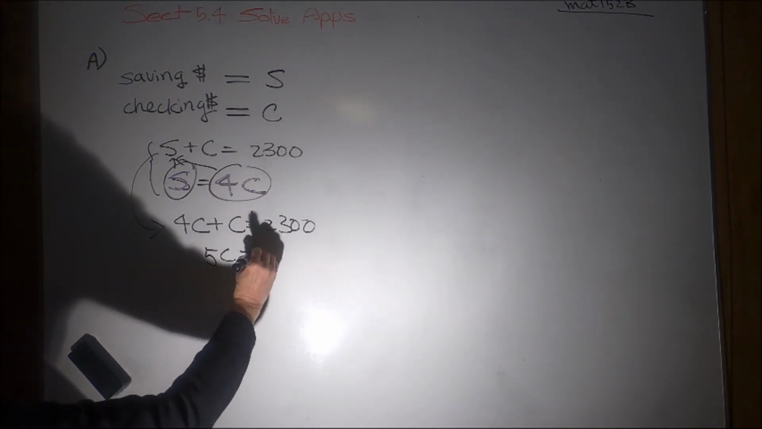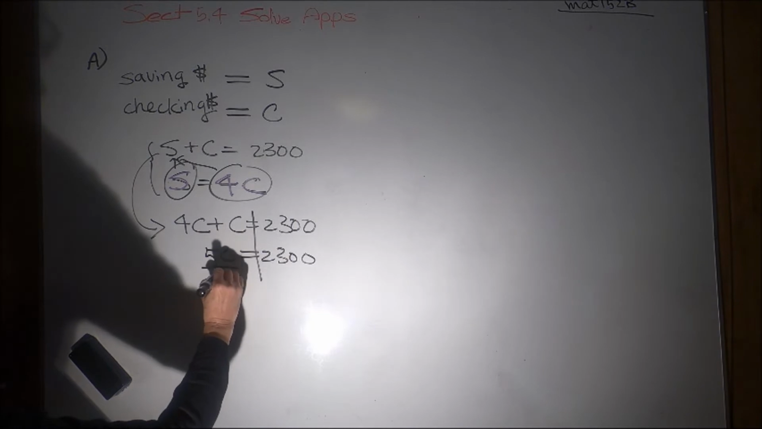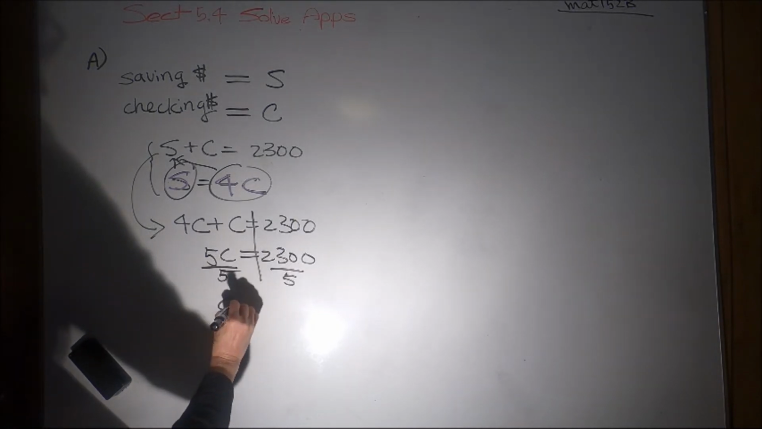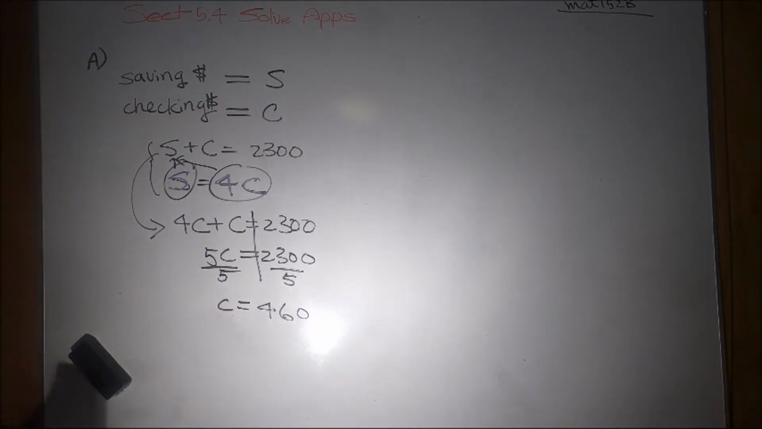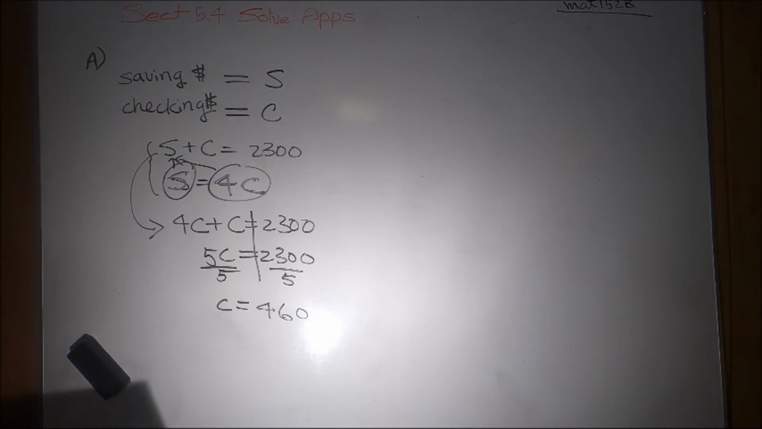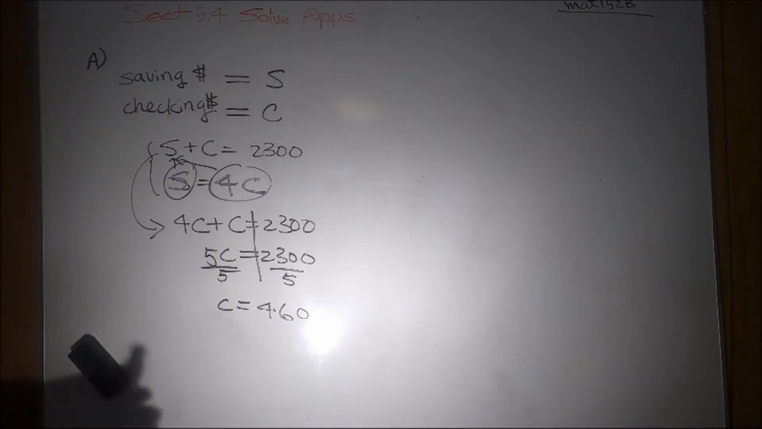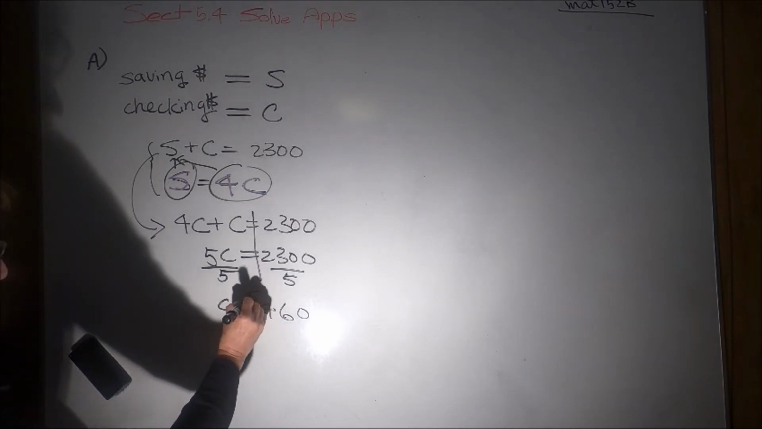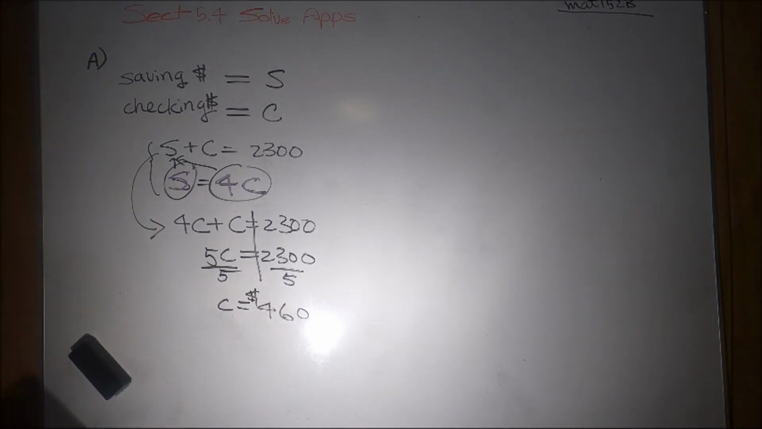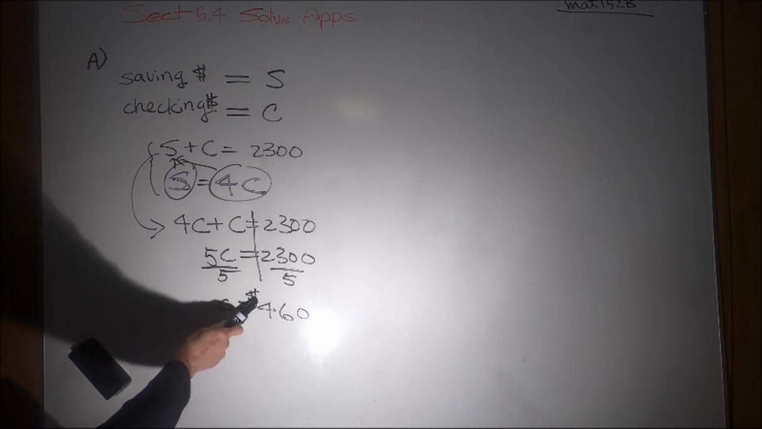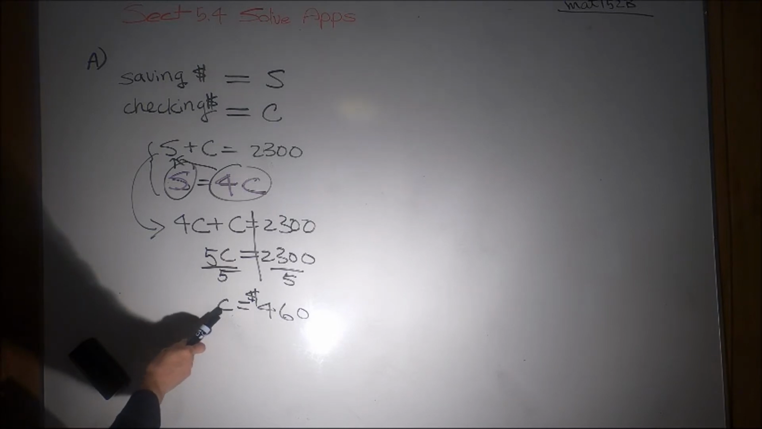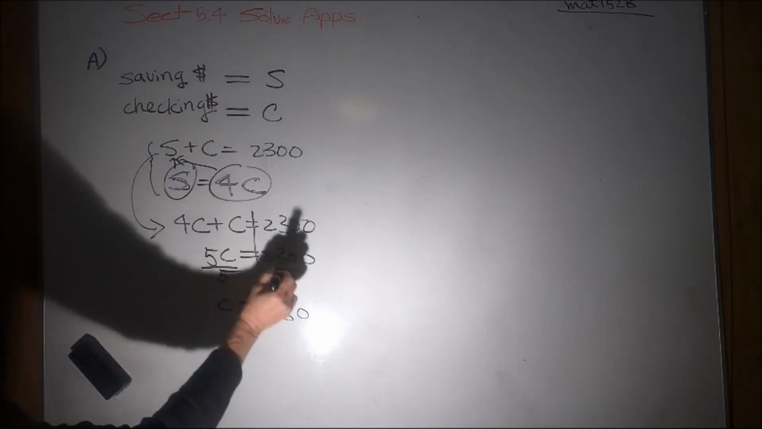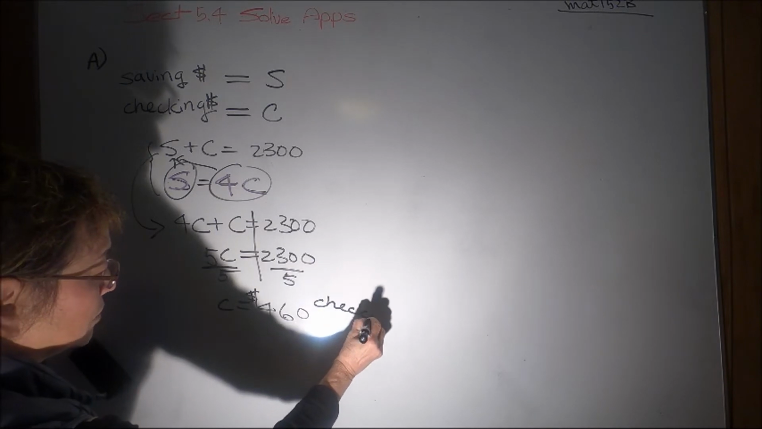Now we come back to the simpler form. So we have 5C equals 2300. Then you divide by 5. So your C is 460. 460 of what? Goats? $460. So we are talking about dollars, and you need to write down the unit of measurement. C means your checking account, right?